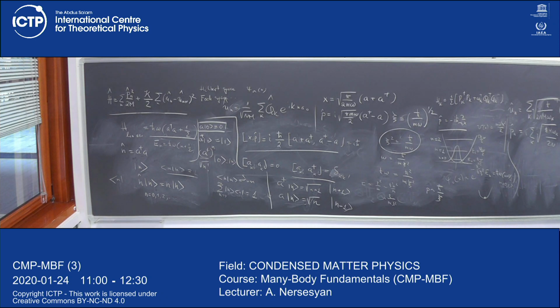Now the question is about the state vectors. For a harmonic oscillator, we parameterize the state with a single quantum number n. Now we have as many quantum numbers n as many values k we have. So therefore, we have this k space.